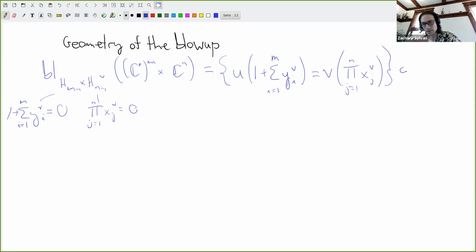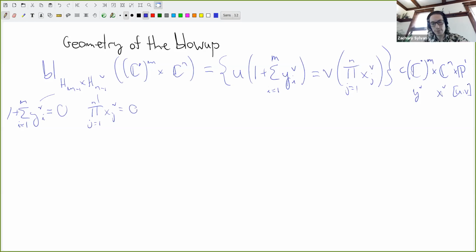And this lives in C star to the M cross Cn cross P1. So the C star to the M, this is where the Y checks live. The Cn is where the X checks live. And this P1 has U and V as its projective coordinates. All right, this is starting to look better.